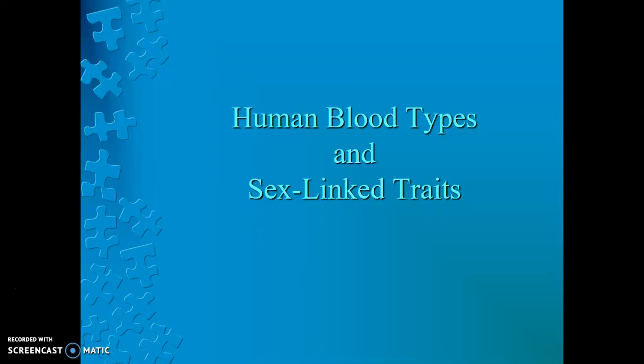We're going to keep moving forward and finish up our talk of different types of genetics with human blood types and sex-linked traits. So in humans, there are 3 different alleles for your blood type: an A allele, a B allele, and an O allele. So there are 3 different versions of genes for blood in humans, A, B, and O.